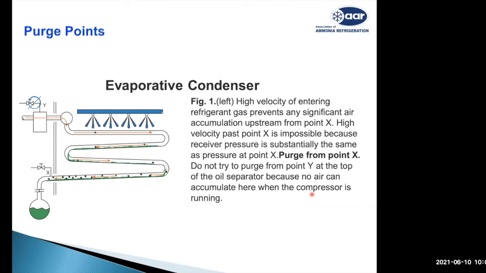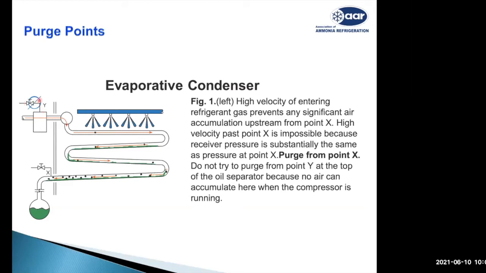See, this is a typical evaporative condenser. As I told you, when ammonia is entering it, air and ammonia are both at the same velocity. But by the end of the condenser, the ammonia is converted into liquid, and the air remains as a gas. So liquid is at the bottom and air is at the top. So if you try to take a purging point at the inlet of the condenser, what will come out is only ammonia.